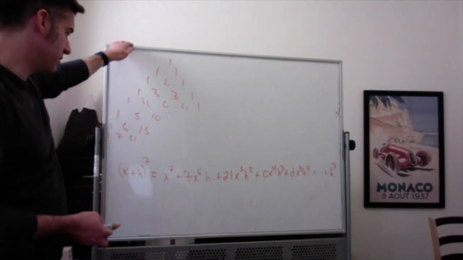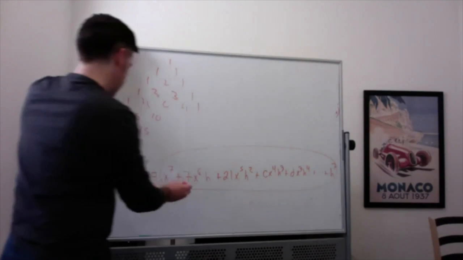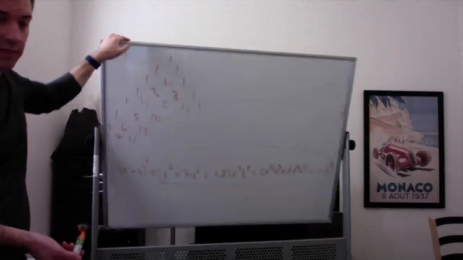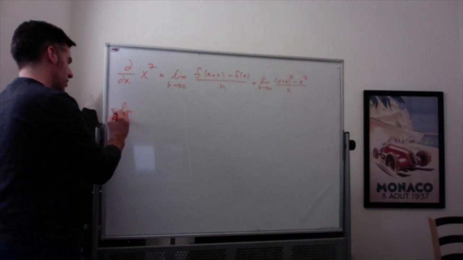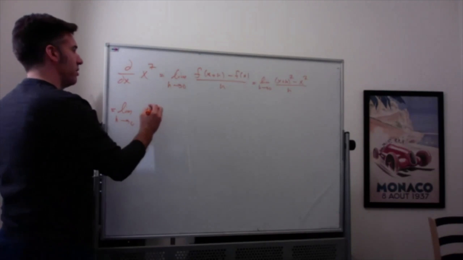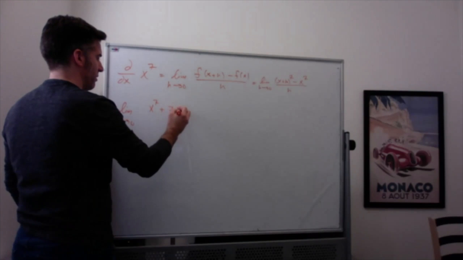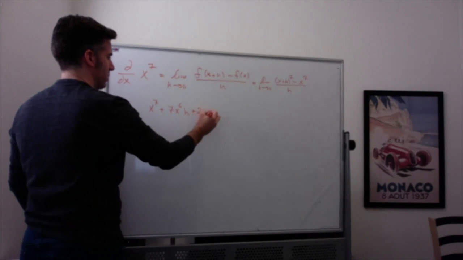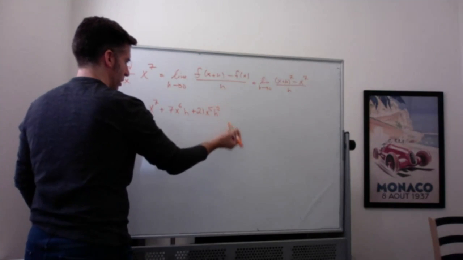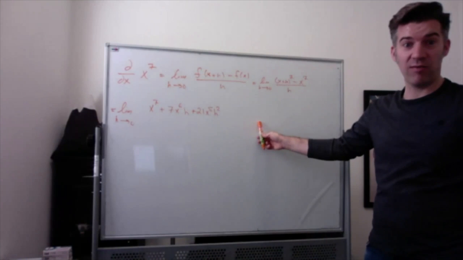So here's what happens. I'm going to use this in the place of x plus h to the 7th. So here's what I'm going to get. I'm going to get the limit as h goes to 0 of x to the 7th plus 7x to the 6th h to the 1st, plus 21x to the 5th h squared, plus lots of other things that have higher powers of h.